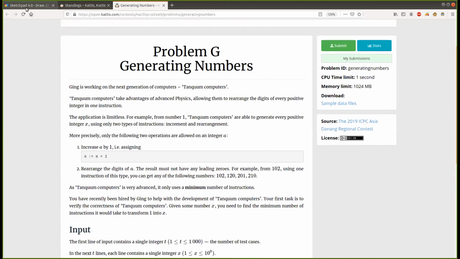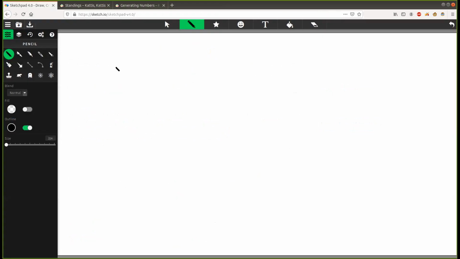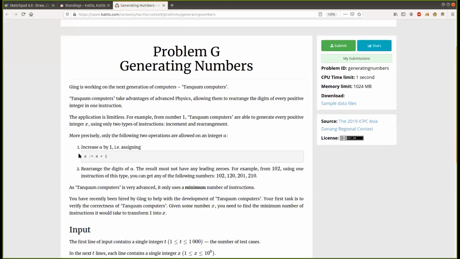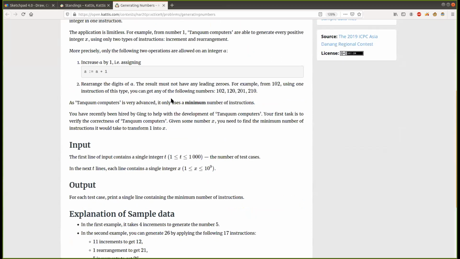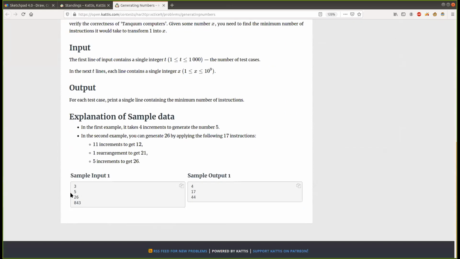Okay, so G says we're given some number and we can do these kinds of operations. We can either increase it by 1 or rearrange the digits. And we can't rearrange the digits to give it a leading 0. And the question is, we want to go from 1 to the given number in as few operations as possible. And we just have to find that optimal number of operations.